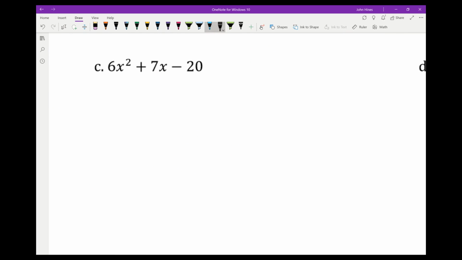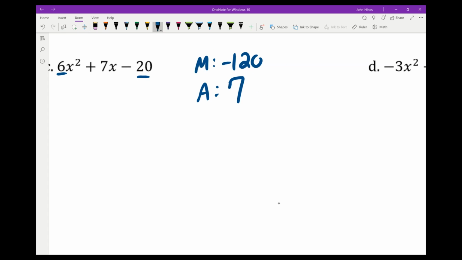Here's a doozy, because there's no GCF, which means I need to go through the AC method. What multiplies to negative 120 and adds to 7? That looks awful. But I'm just going to make my list of factors on the side here.